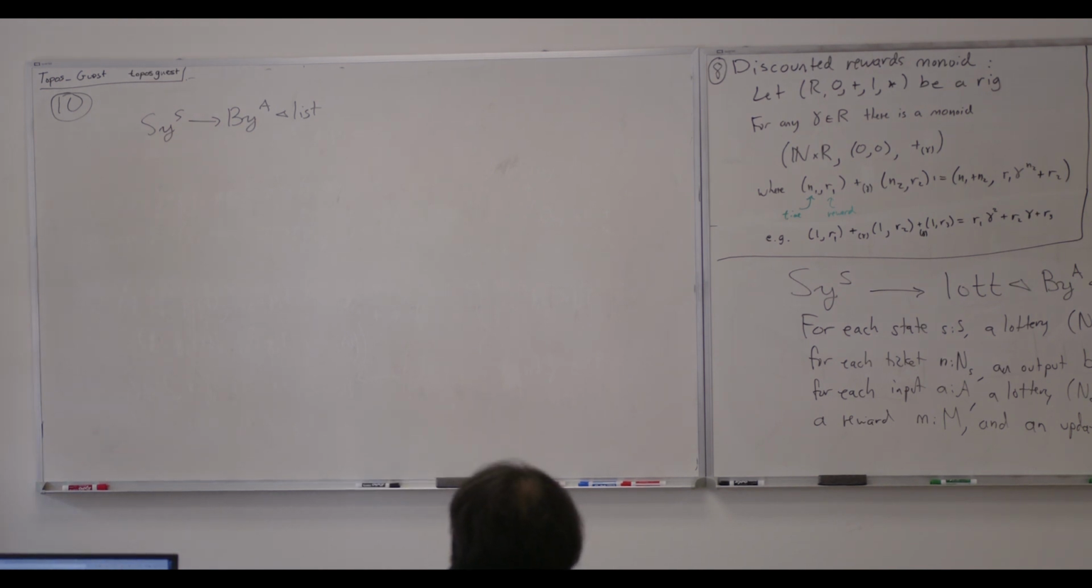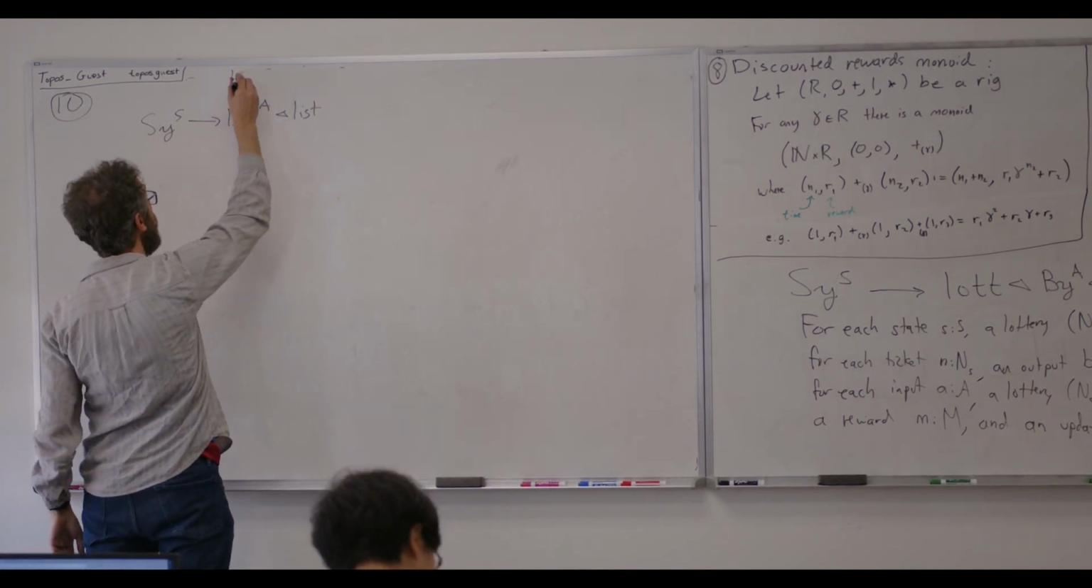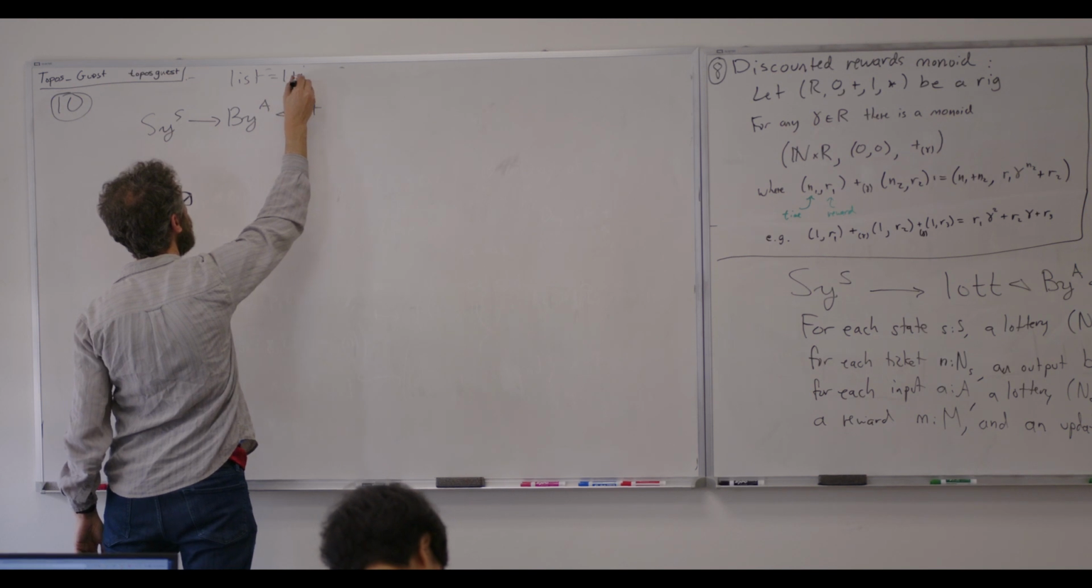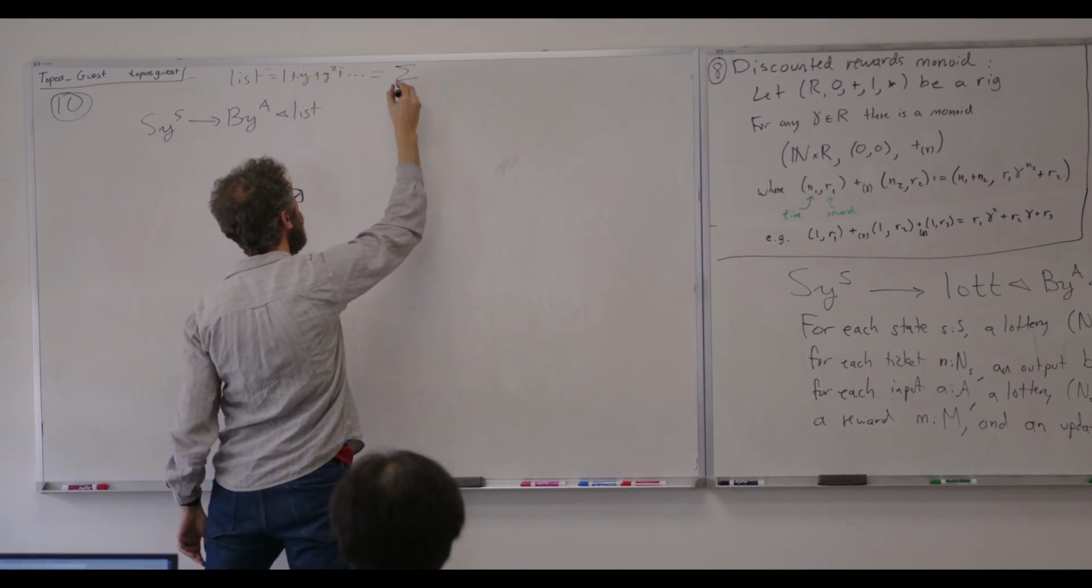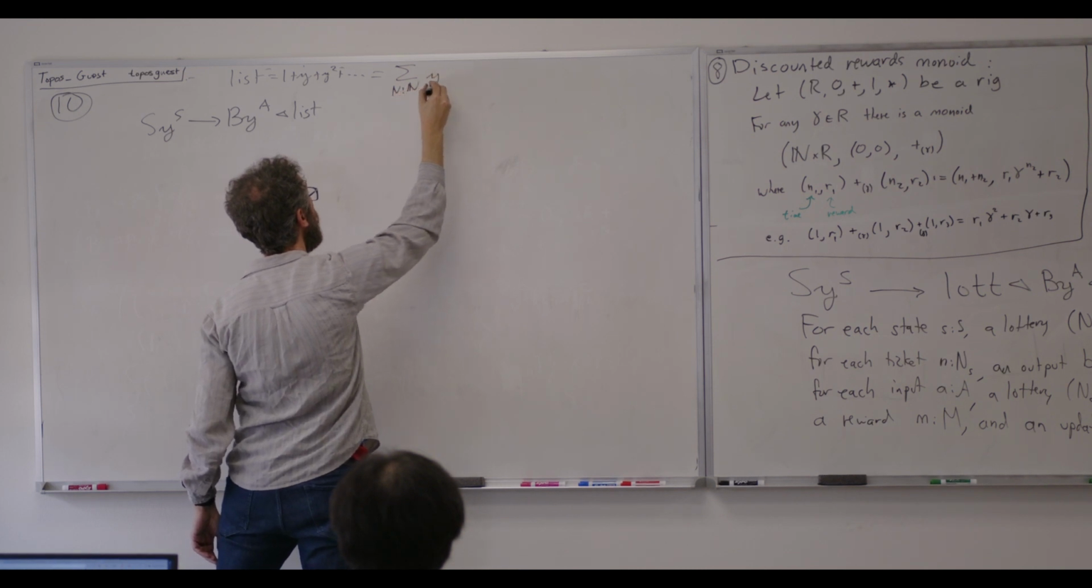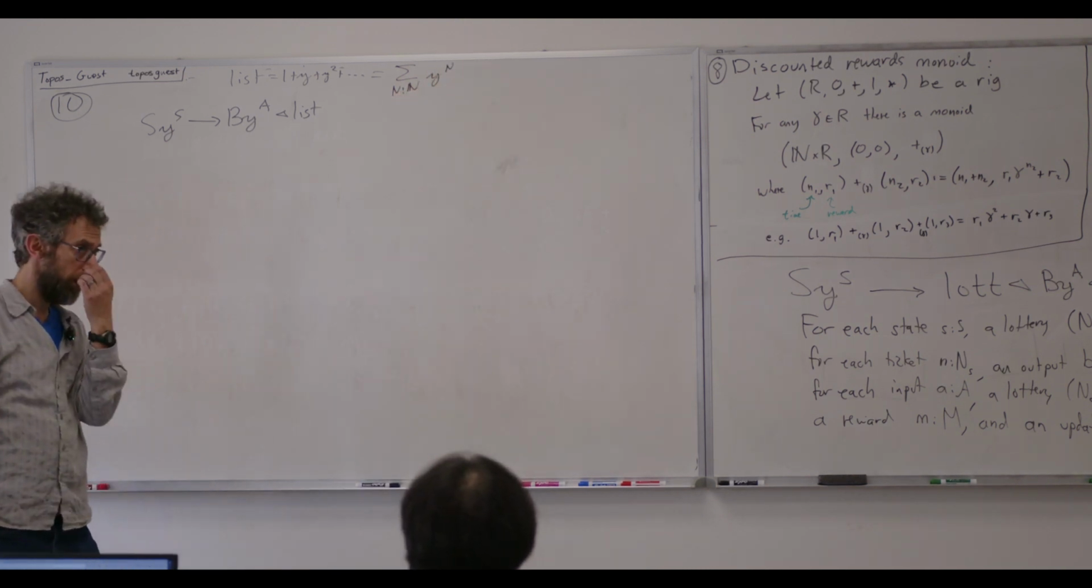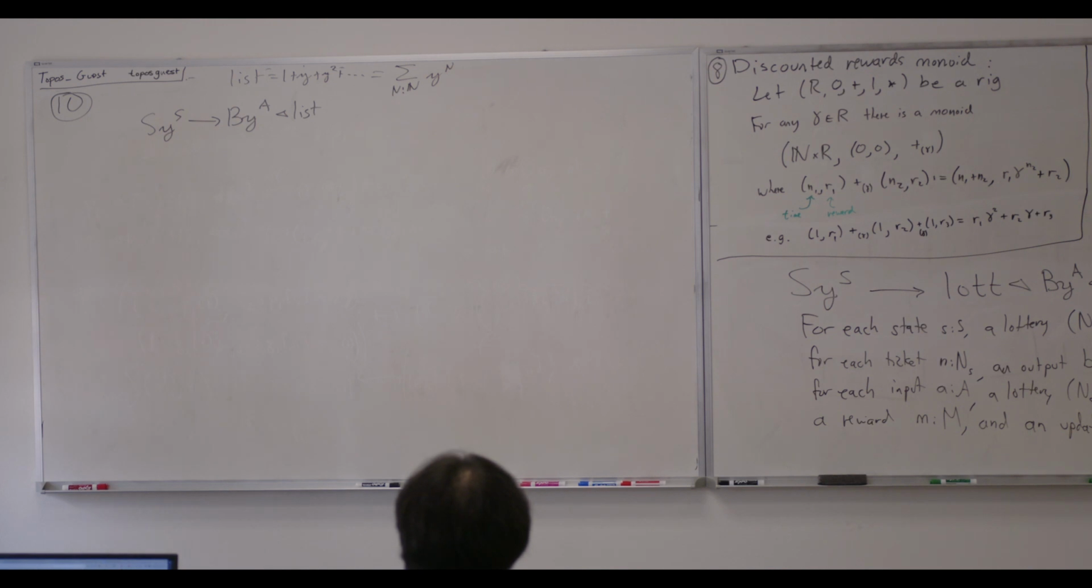Could you write down the definition of list as a polynomial? List is the polynomial 1 plus y plus y squared and so on. In other words, it's the sum over all natural numbers of y to that natural number. In other words, it's a free monoid.